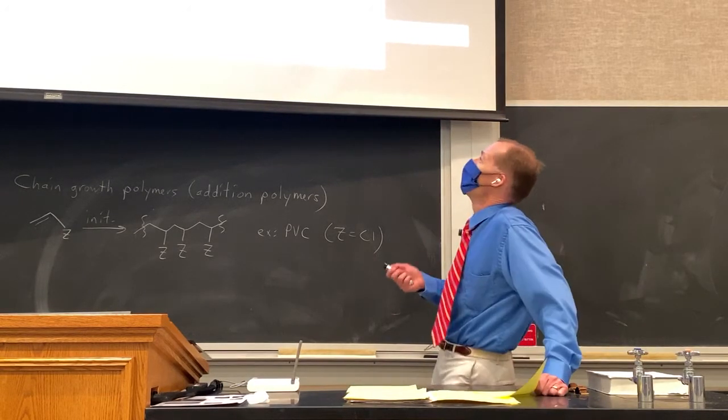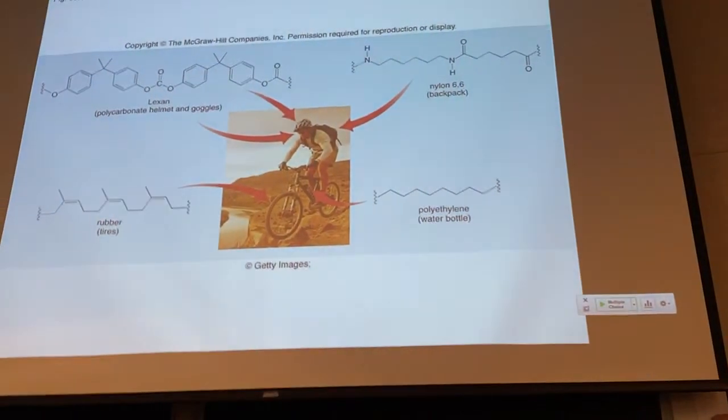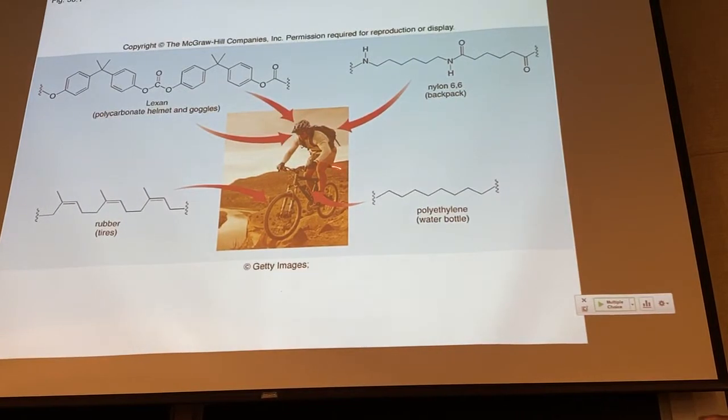And that's illustrated by this figure right here on the screen. I also like this figure because it shows a mountain biker, and that's one of my favorite hobbies. And this mountain biker is on one of the trails above the Colorado River near Moab. And you can see that their goggles and helmet are made from a polycarbonate polymer called Lexan. Their backpack is made from nylon, another type of polymer. Their tires are made from rubber, which is both a natural and a synthetic polymer. And then their water bottle is made from polyethylene.